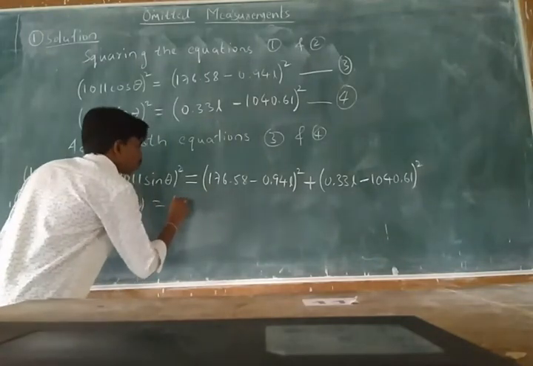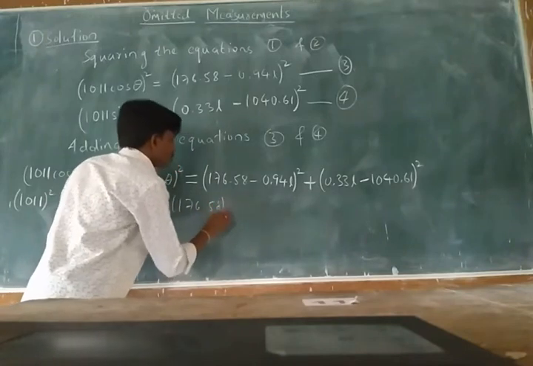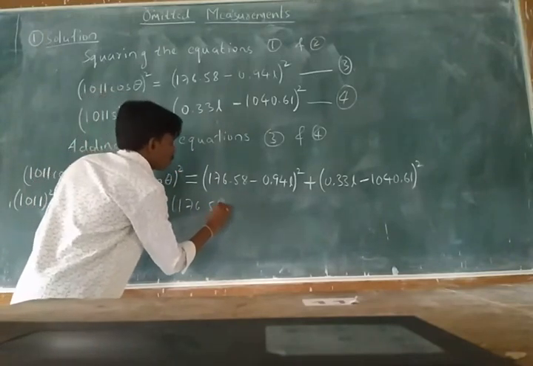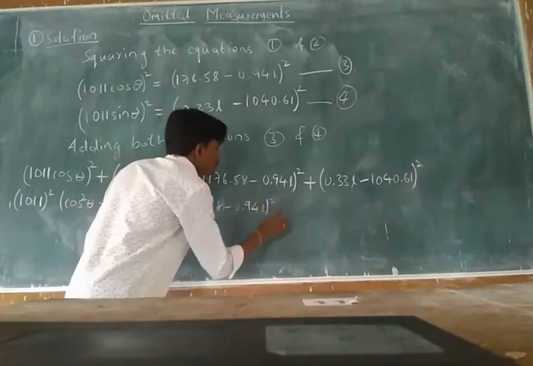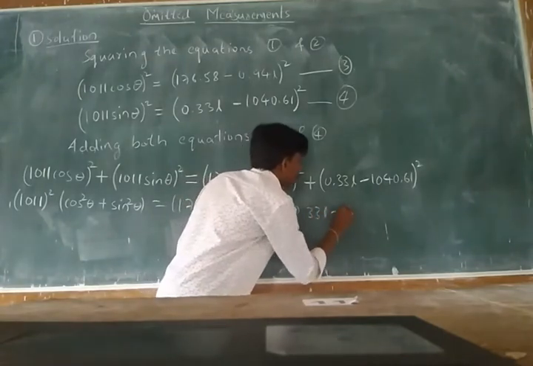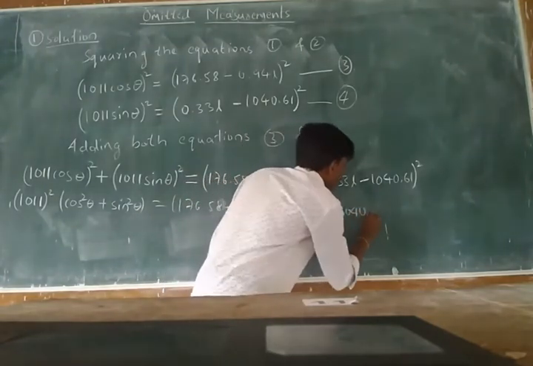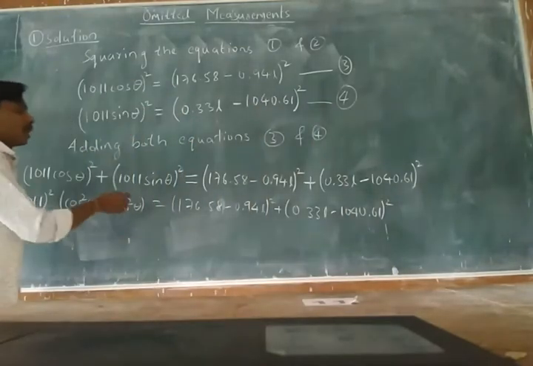Nothing changes here. 176.58 minus 0.94 L whole square plus of 0.33 L minus 1040.61 whole square. So this will be as it is.